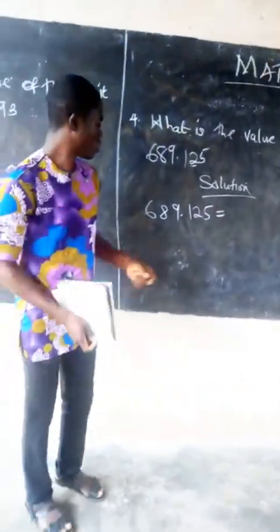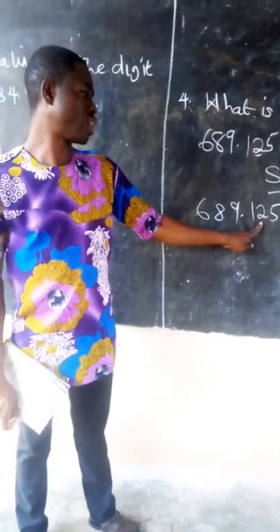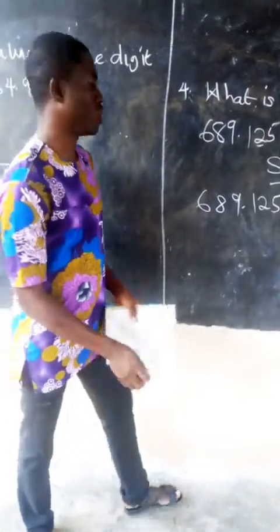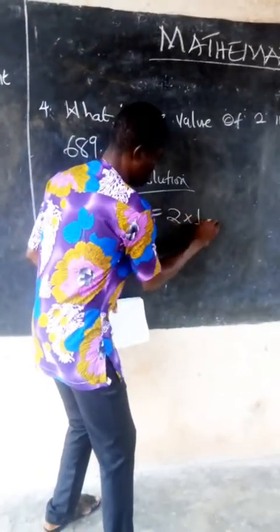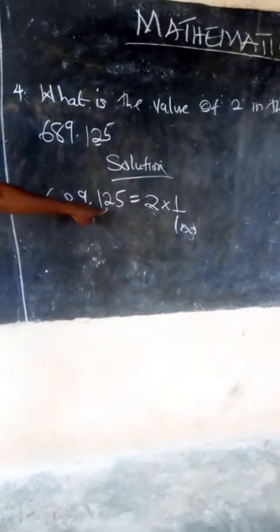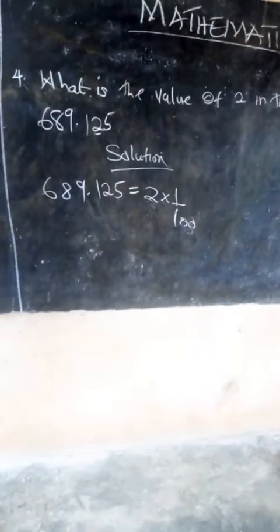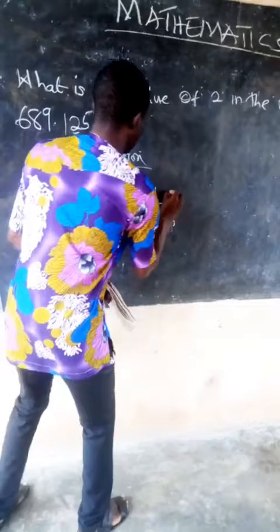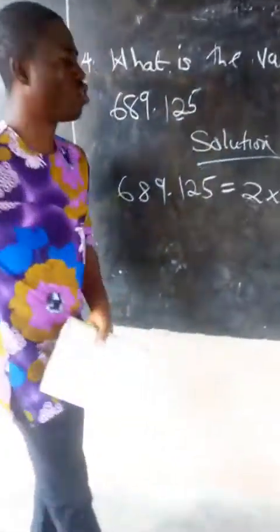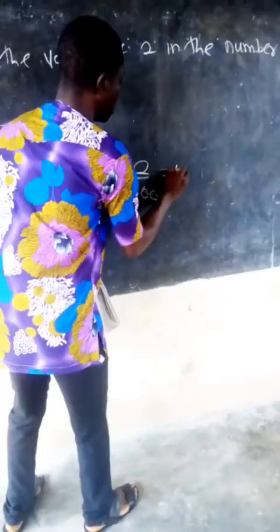2 is in the hundredths, because it is less than the whole number. It's less than 1. So 2 is in the hundredths. So you get 2 times 1 over 100. We have 10, 100, 1000. 2 is in 100, so you get 2 times 1 over 100, which is 2 over 100, and that will give you 0.02.